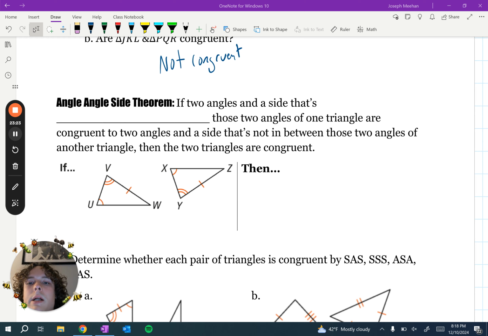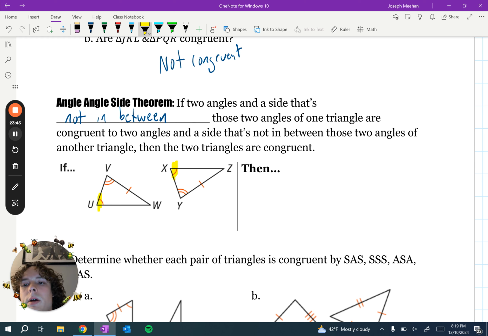This does bring us to the angle angle side theorem. It says if two angles and a side that's not in between those two angles of one triangle are congruent to two angles and a side that's not in between those two angles of another triangle, then those two triangles are congruent.